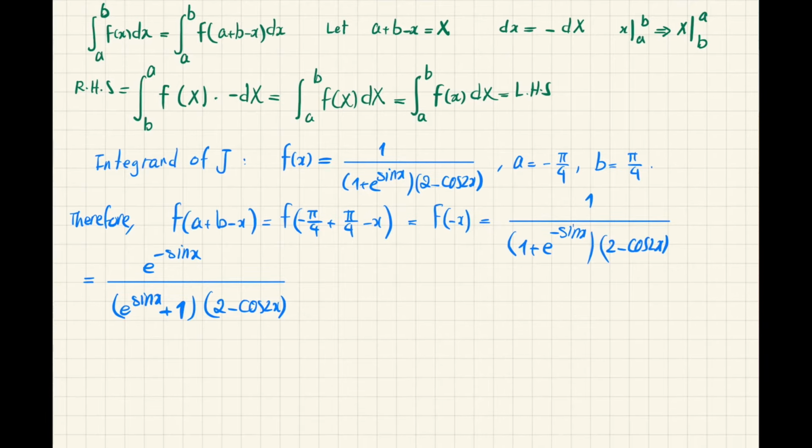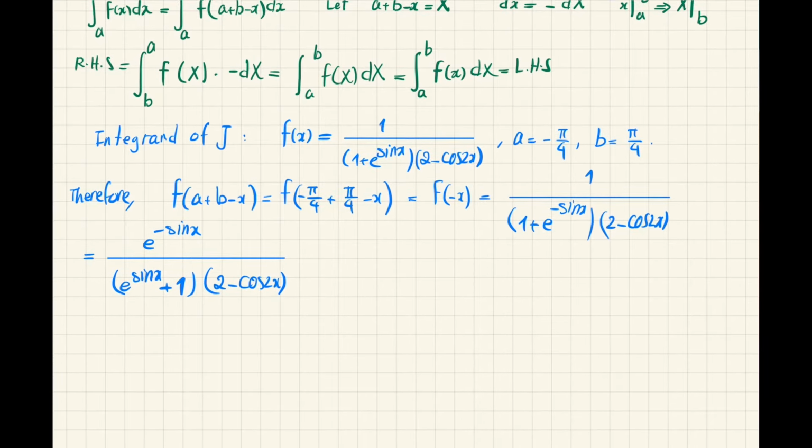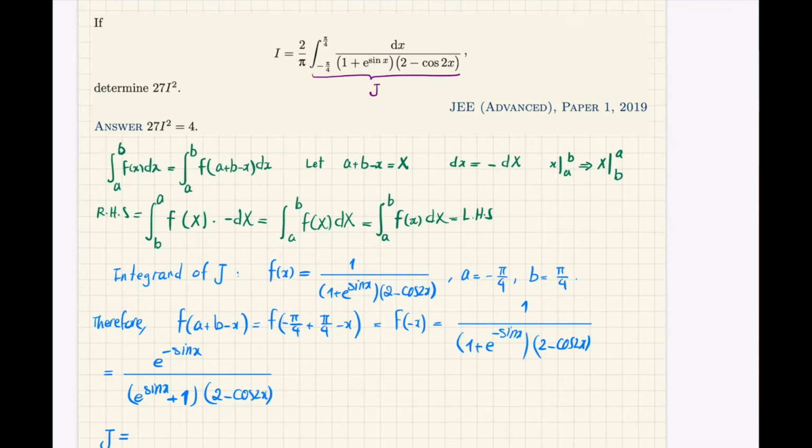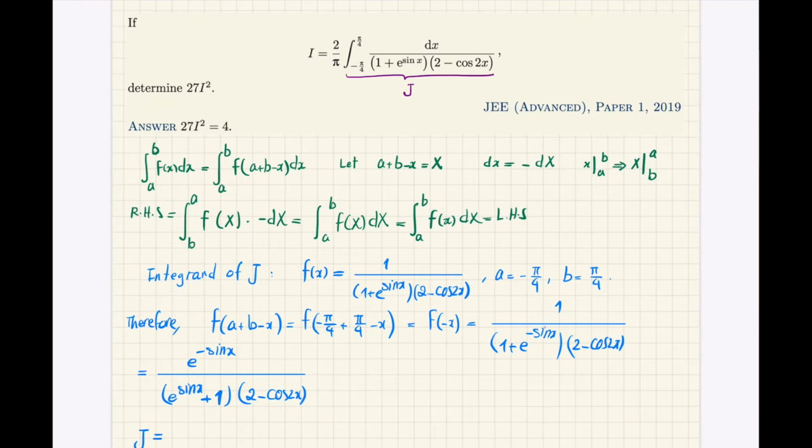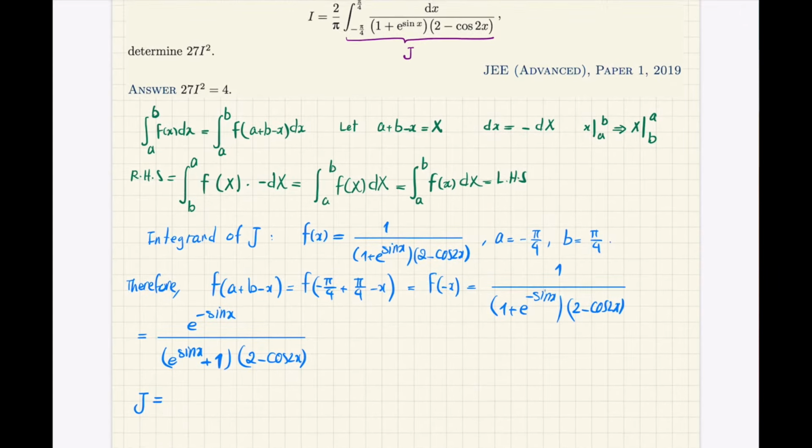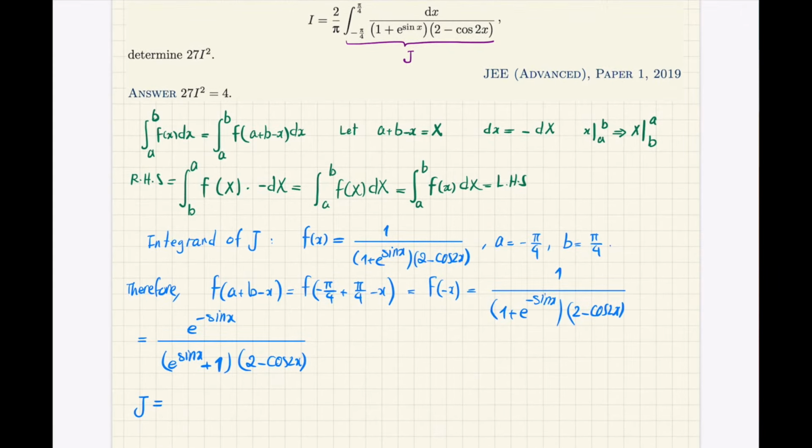Okay, but we know that J, according to this, let me make it smaller so that you can see that. So this J is also equal to this integral. So I can write this is equal to the integral from minus pi over 4 to pi over 4, the same a and the same b.